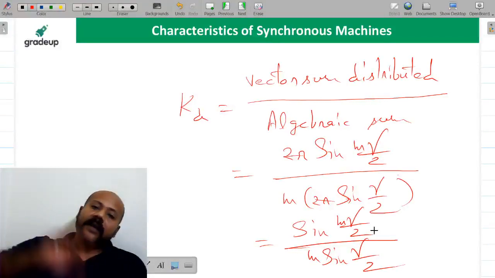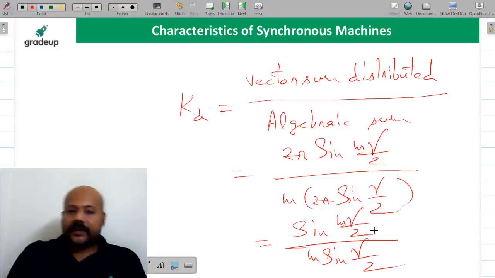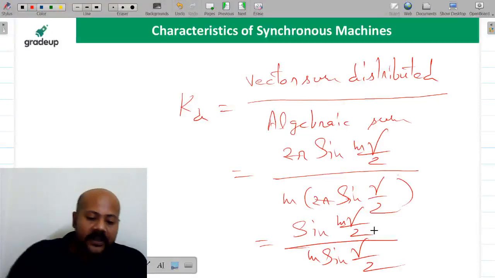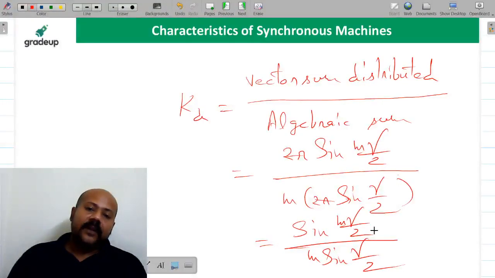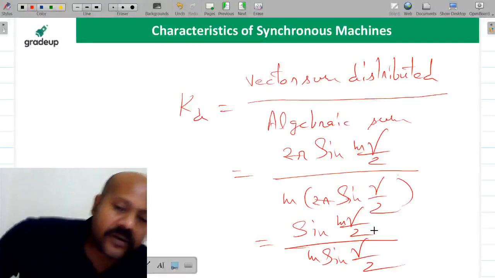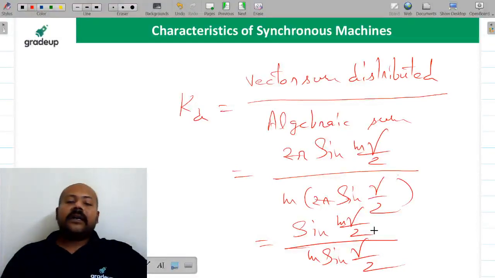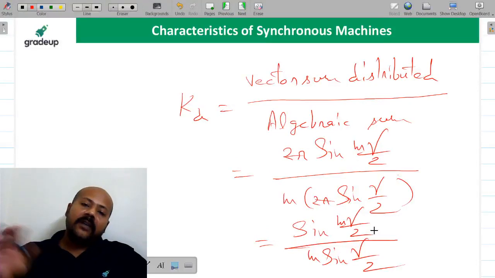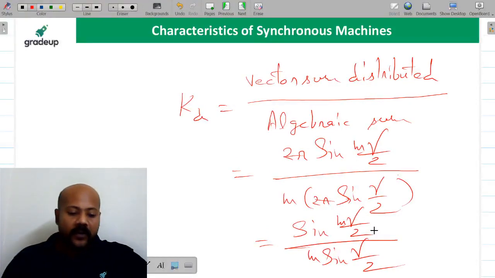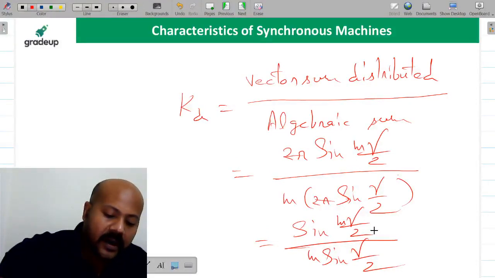Because lap winding and wave winding are closed windings. Whatever we are discussing here is going to be open windings. When we discuss DC machines, there is one lecture available on the Gradeup GATE channel about the armature winding in DC machine. There I have explained closed windings and open windings. I hope it is clear.